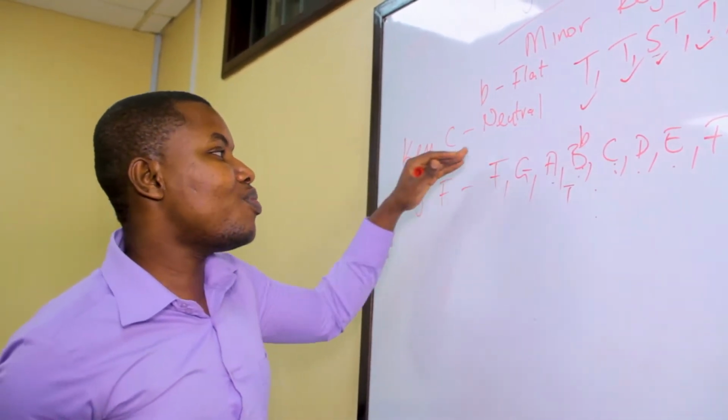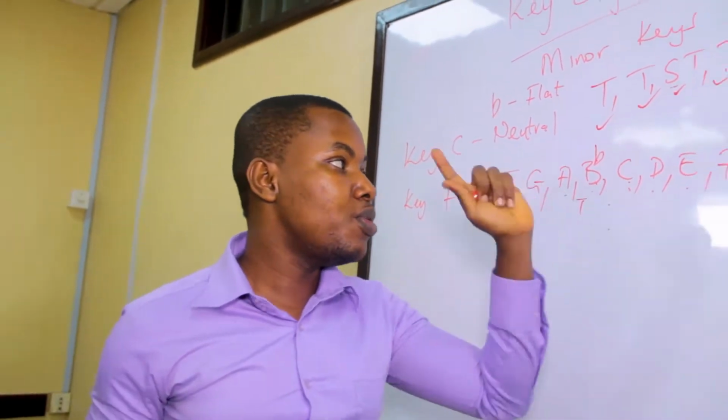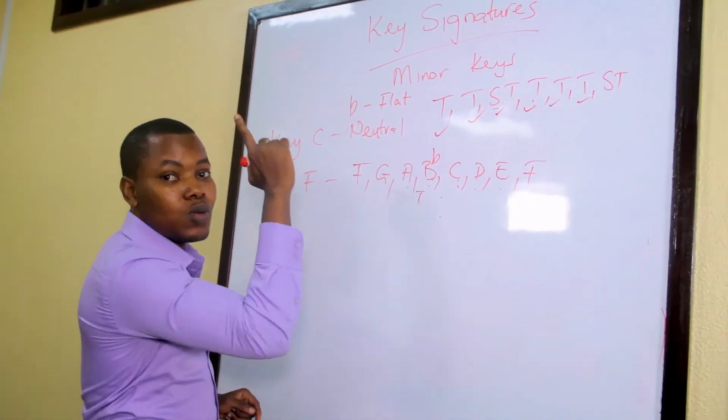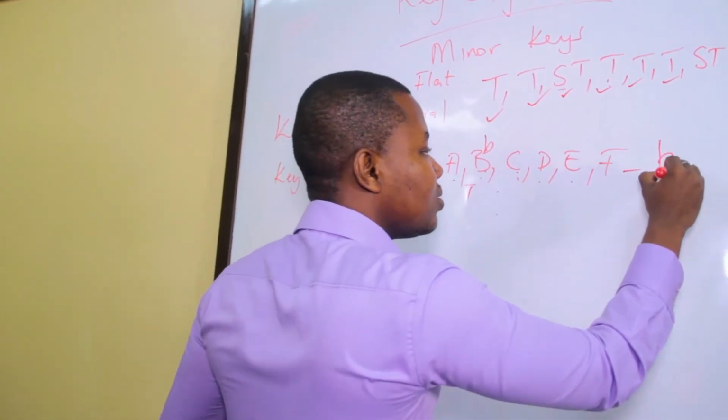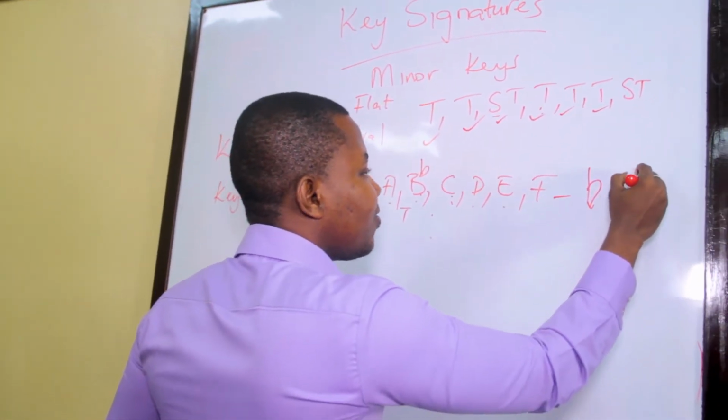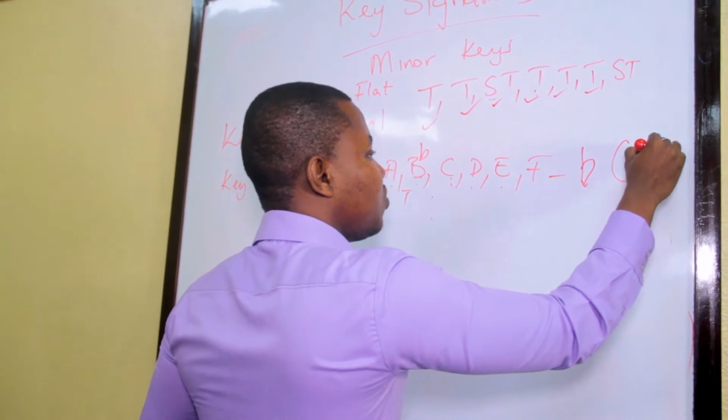So running the formula through the scale of key F, we realized that we needed to flatten one key. So there was one flat involved. And that flat was what? B flat.